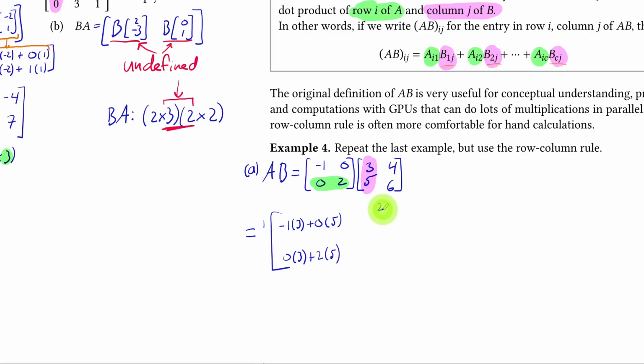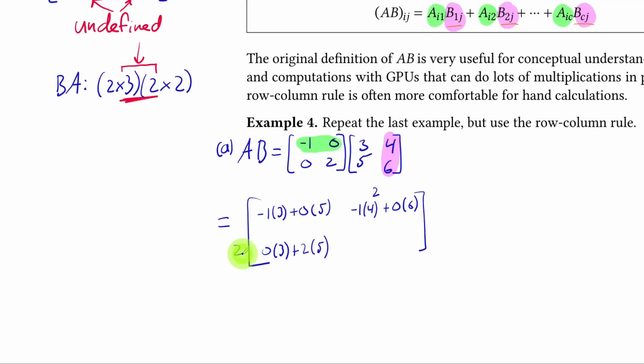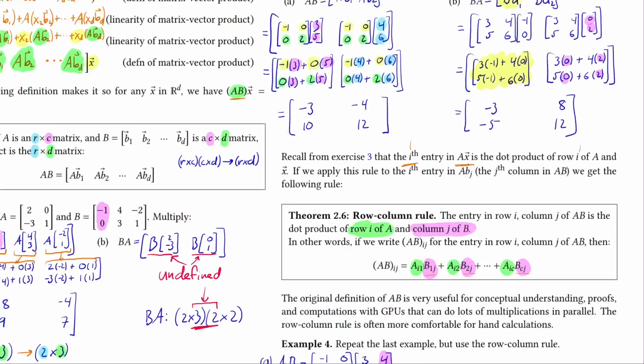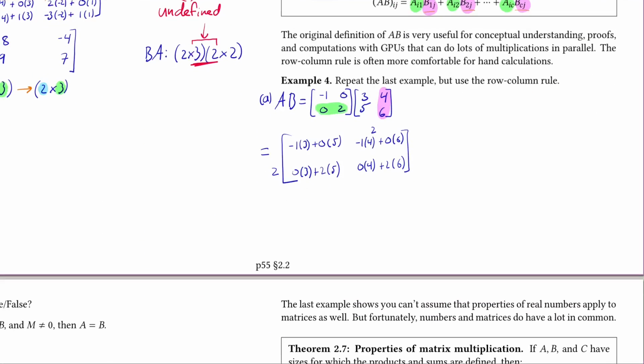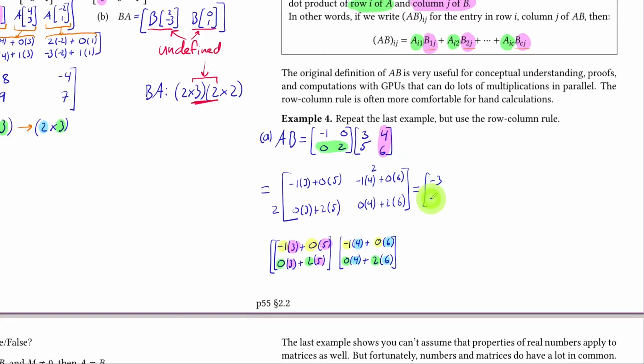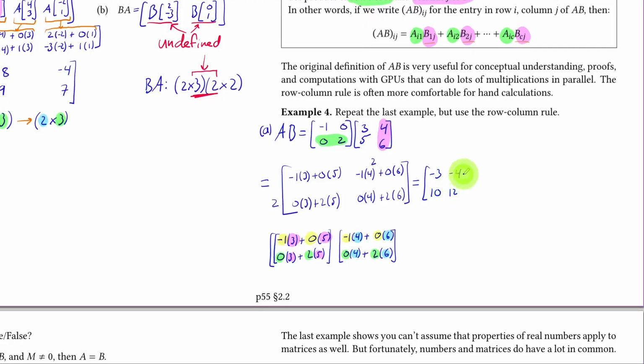Then for row 1, column 2, we're going to have -1 times 4 plus 0 times 6. And then for column 2, row 2, we use row 2 of A and column 2 of B, like so. And you can see that's basically the same thing I wrote out here, right? So it still gives you -3, 10, -4, 12.